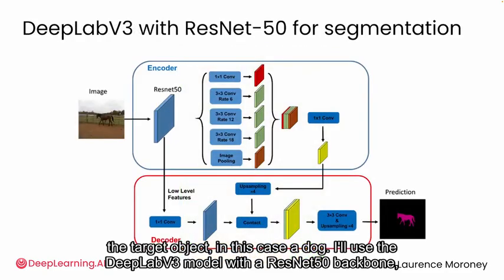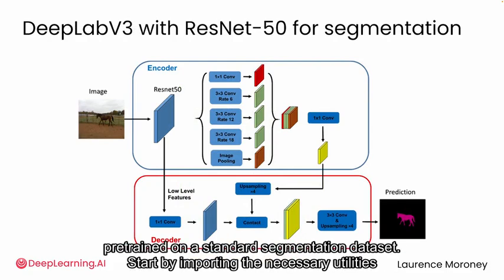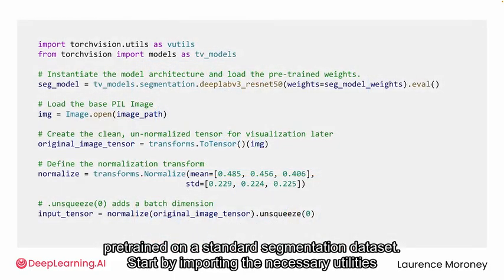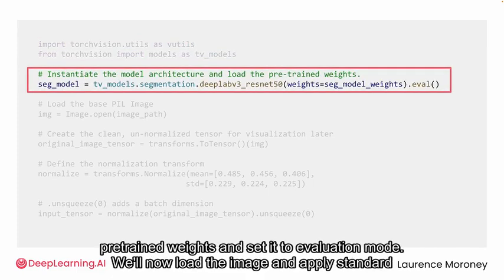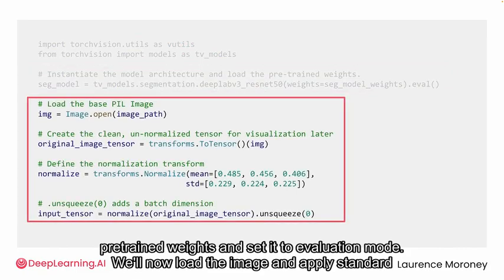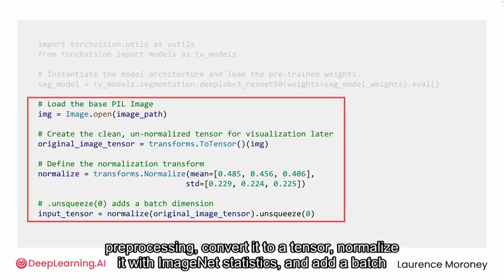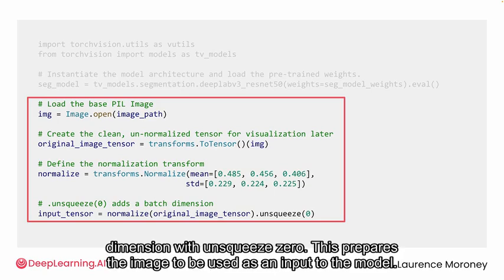I'll use the DeepLab v3 model with a ResNet 50 backbone, pre-trained on a standard segmentation dataset. Start by importing the necessary utilities to draw the segmentation masks and obtain the model from Torch Vision. Load the model with pre-trained weights and set it to evaluation mode. We'll now load the image and apply standard pre-processing: convert it to a tensor, normalize it with ImageNet statistics, and add a batch dimension with unsqueeze 0. This prepares the image to be used as an input to the model.